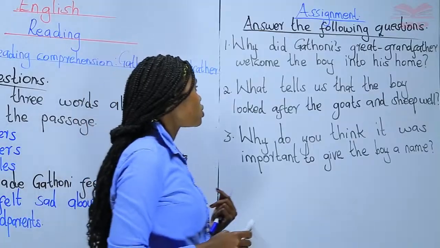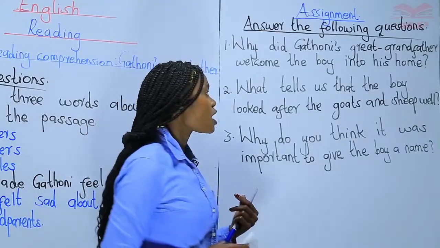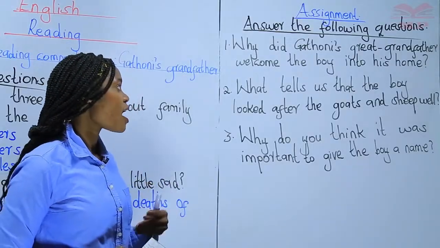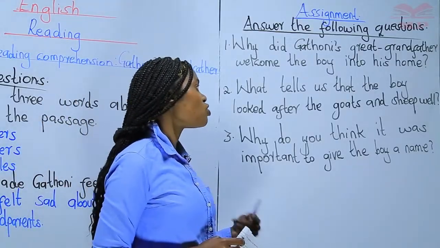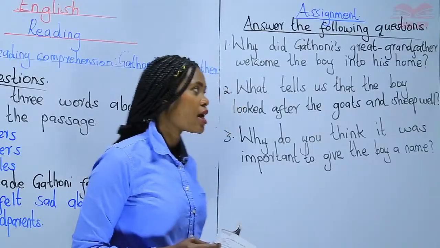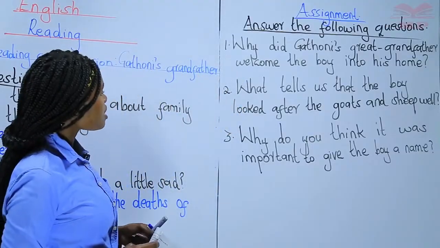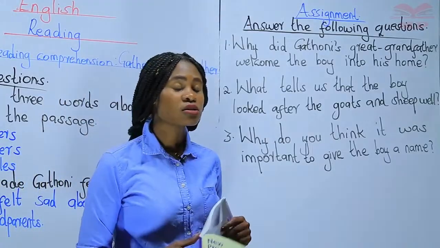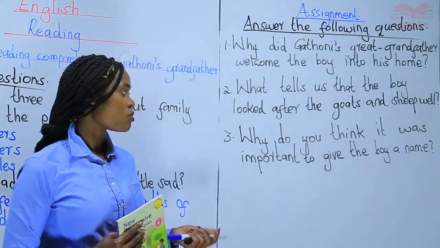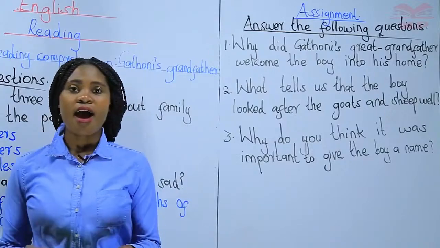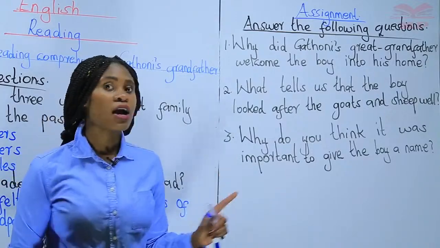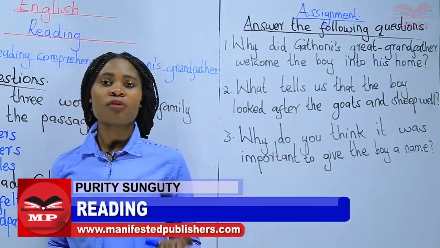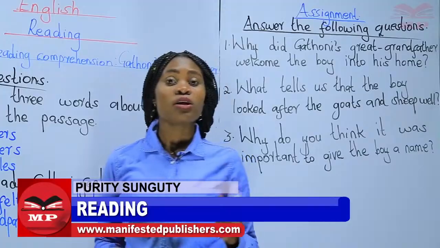The second question, what tells us that the boy looked after the goats and sheep well? And lastly, why do you think it was important to give the boy a name? Why was it important or necessary for the boy to be given a name? So finish the work and also go through your answers just to ascertain some mistake that you might have committed.